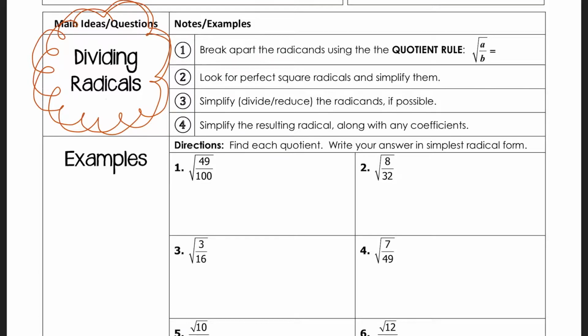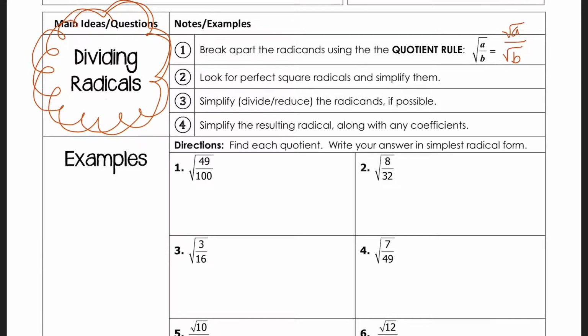whenever you need to. Step 1 is to break apart the radicands using the quotient rule. And the quotient rule is the square root of a divided by b is equal to the square root of a divided by the square root of b. All right, so you can break apart the numerator and denominator that are all underneath one radical sign.